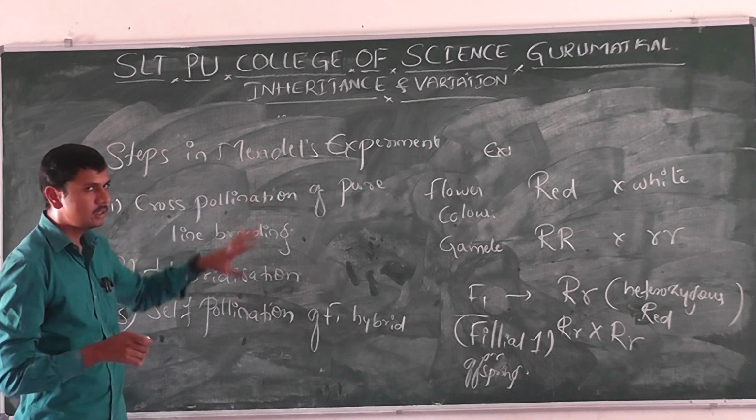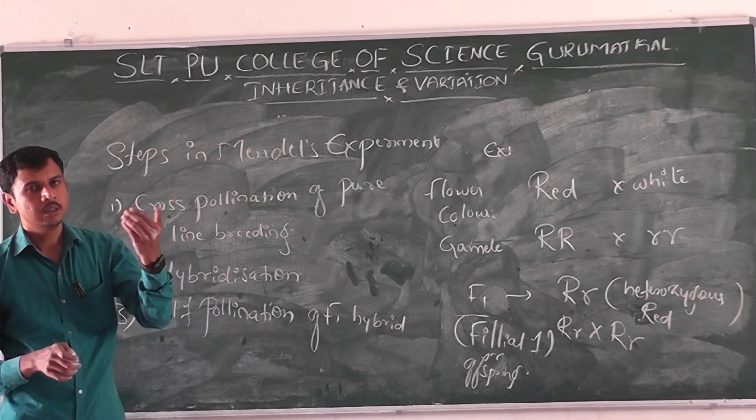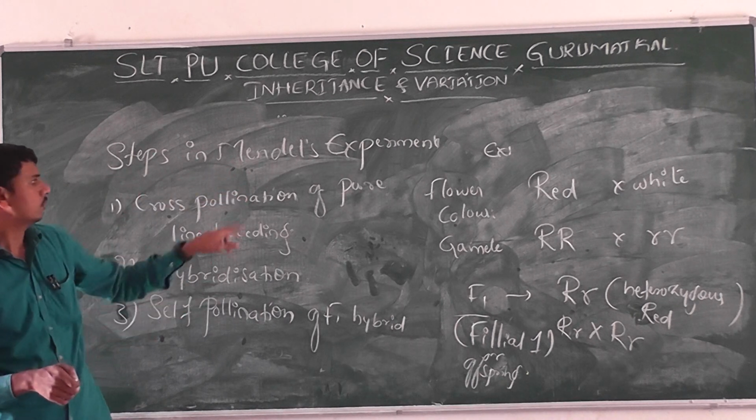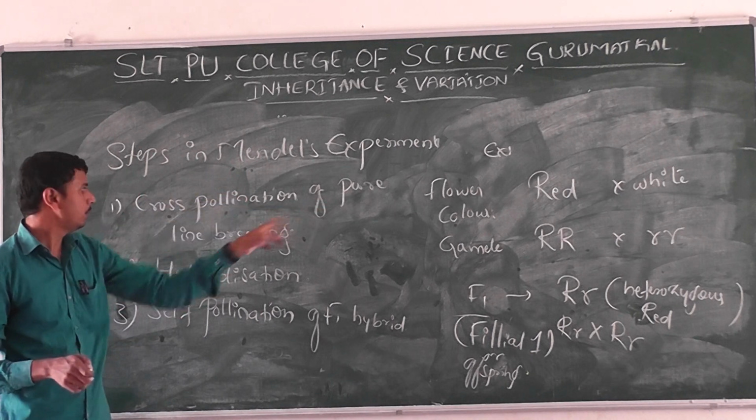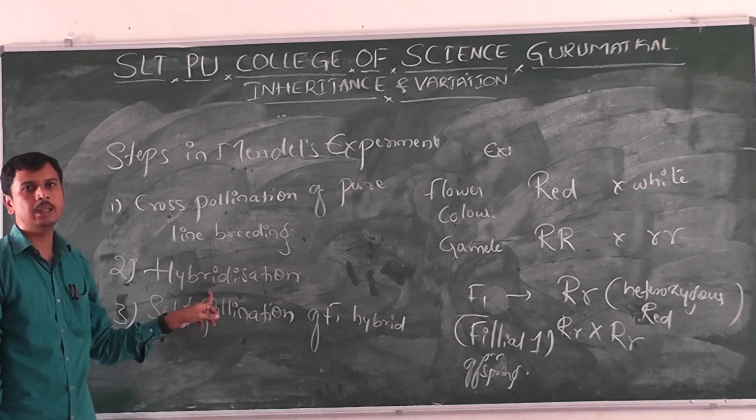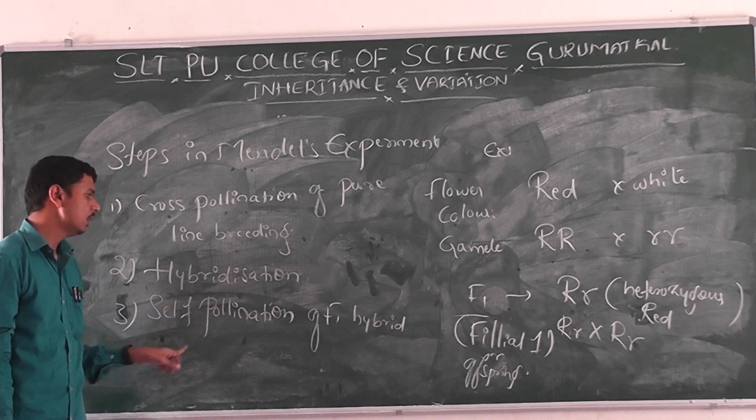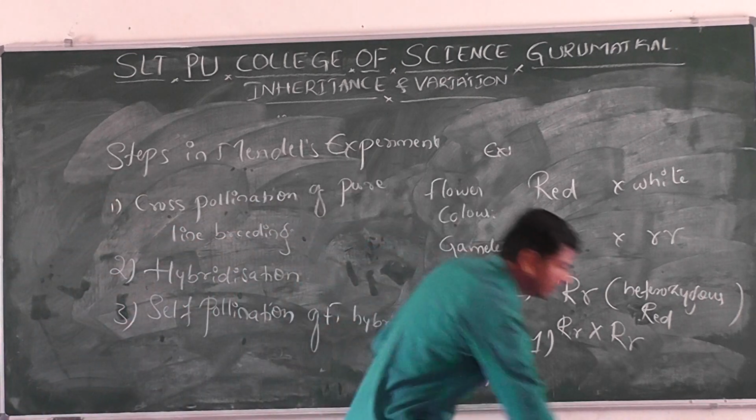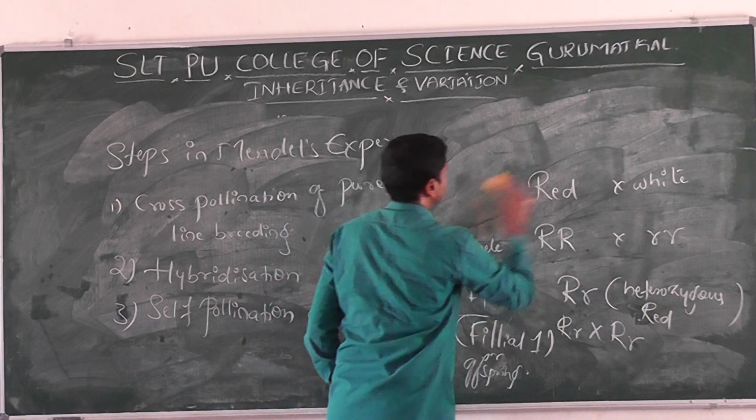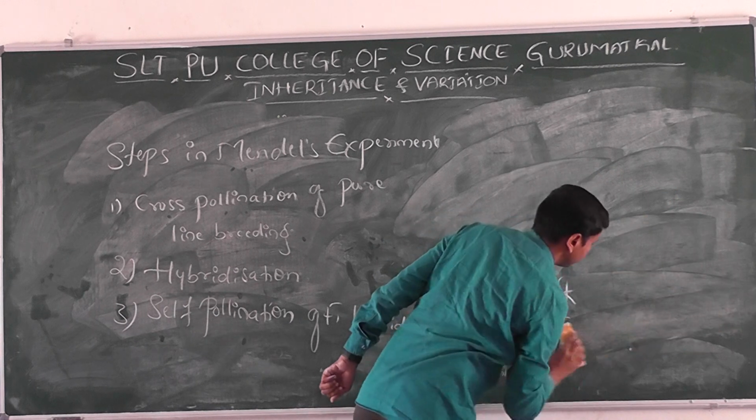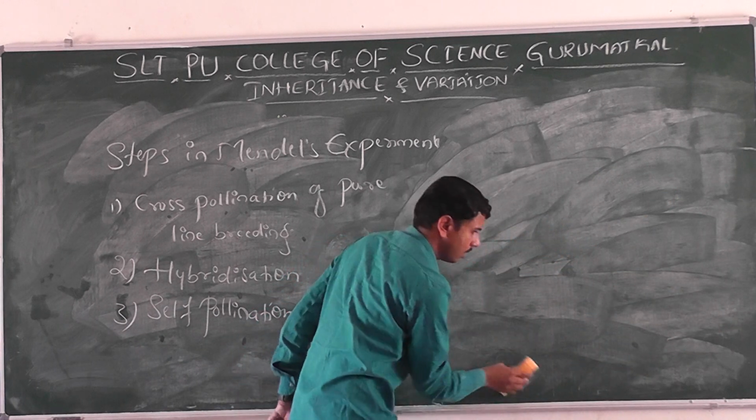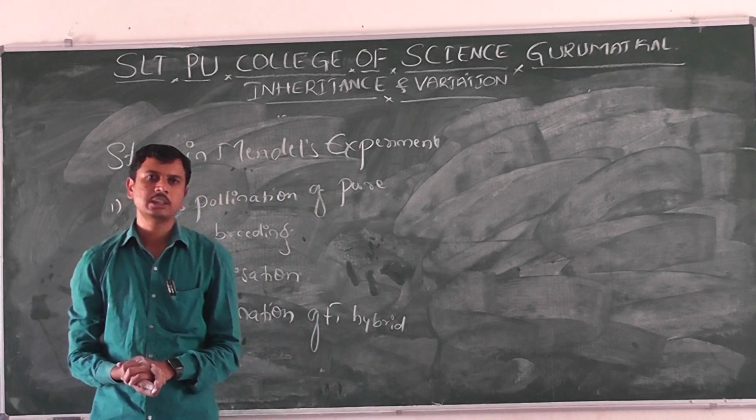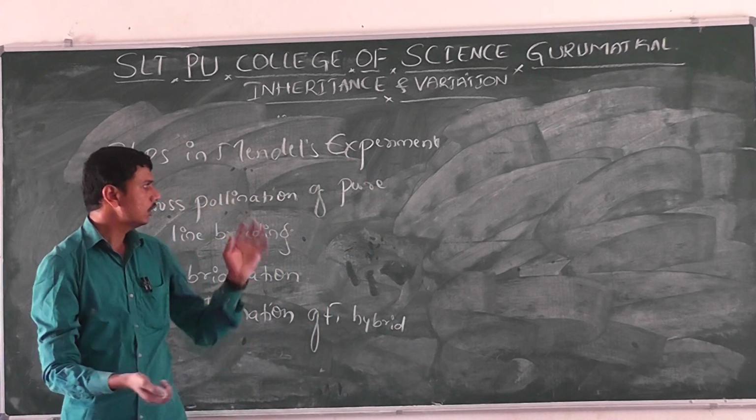So this is how Mendel conducted an experiment on the pea plant. First one, the cross-pollination of a pure line breeding. The second one is hybridization, and the third one is self-pollination of hybrid breeds. So this is how he conducted the experiment on the pea plant.